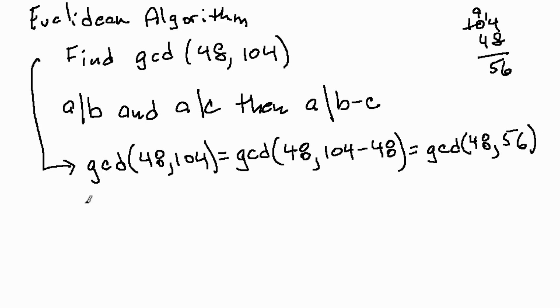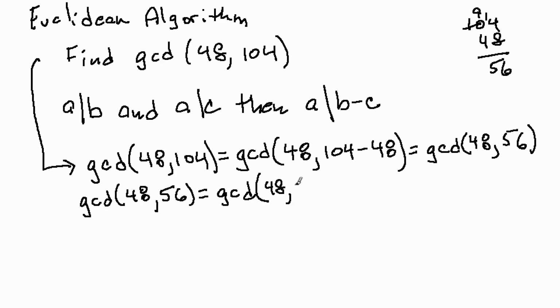Well, I'm going to continue this process. The GCD of 48 and 56 is equal to the GCD, and what I'm going to do is again subtract the smaller one from the larger one. So that's going to be 48, comma, 56 minus 48. And that's equal to the GCD of 48, and I think I can do this one in my head. That's going to be 8.